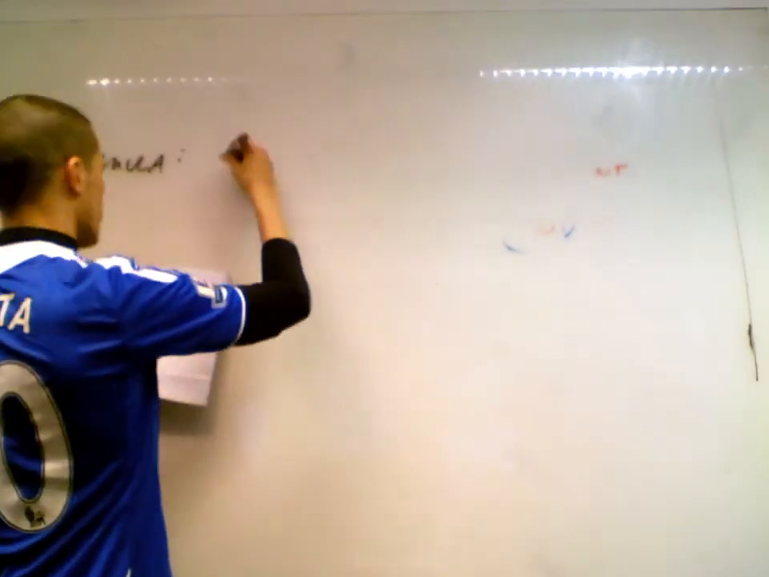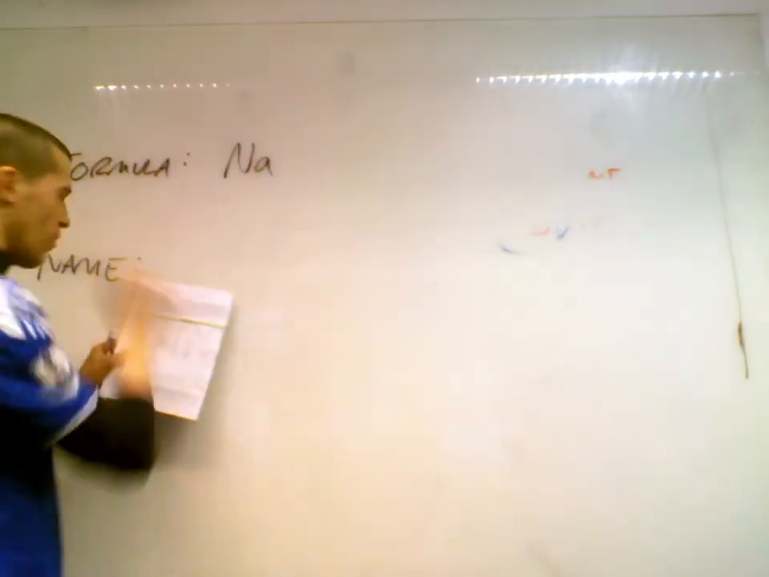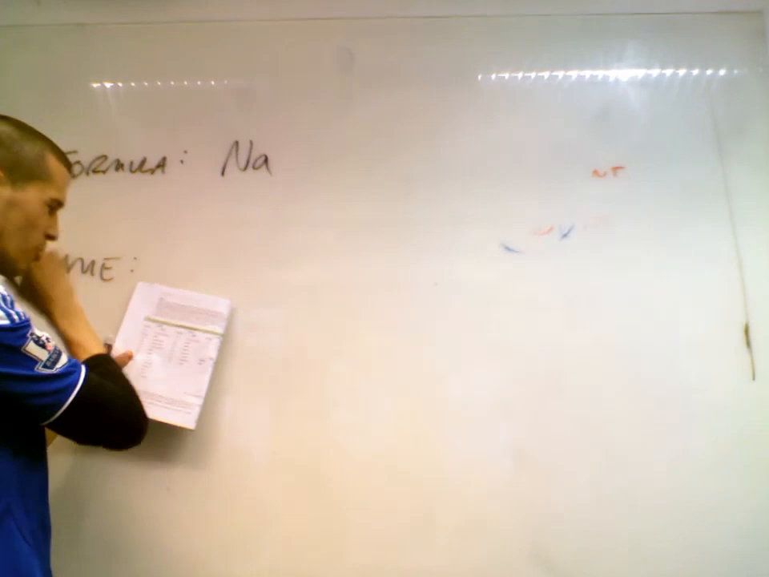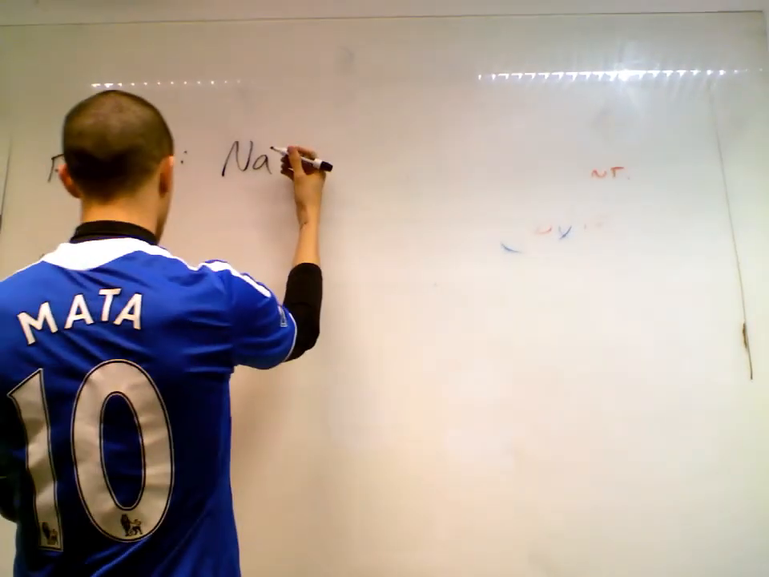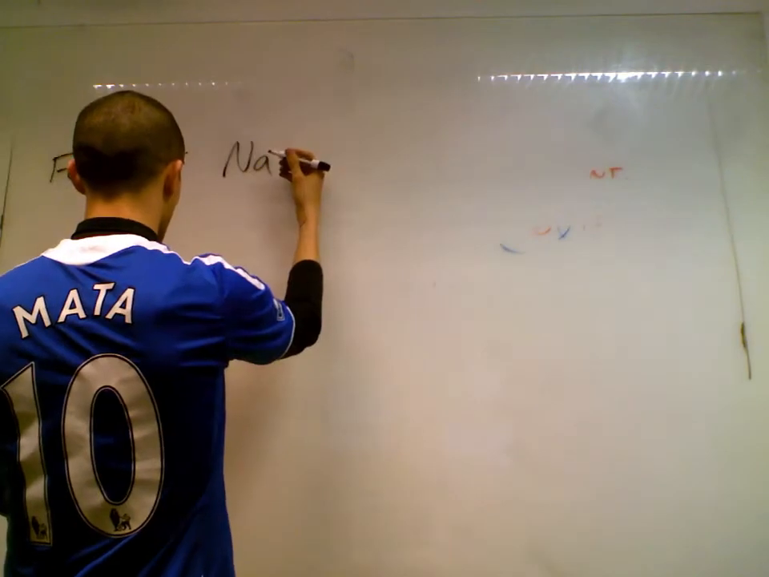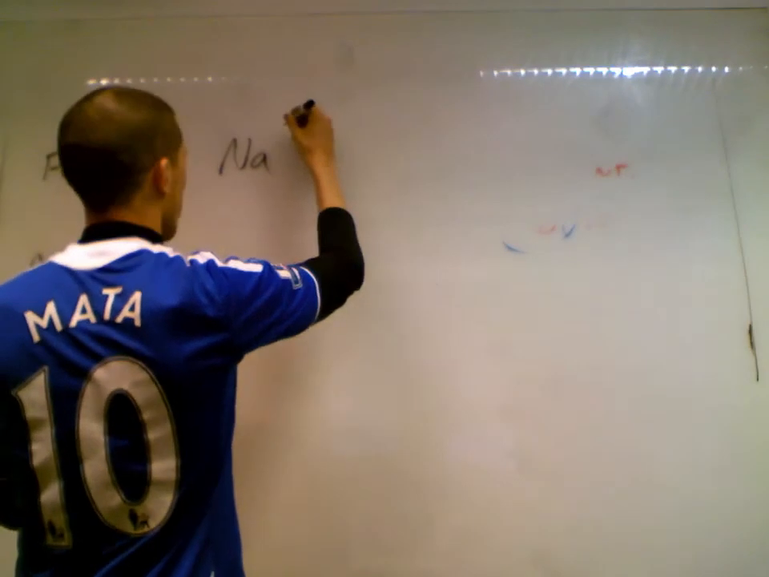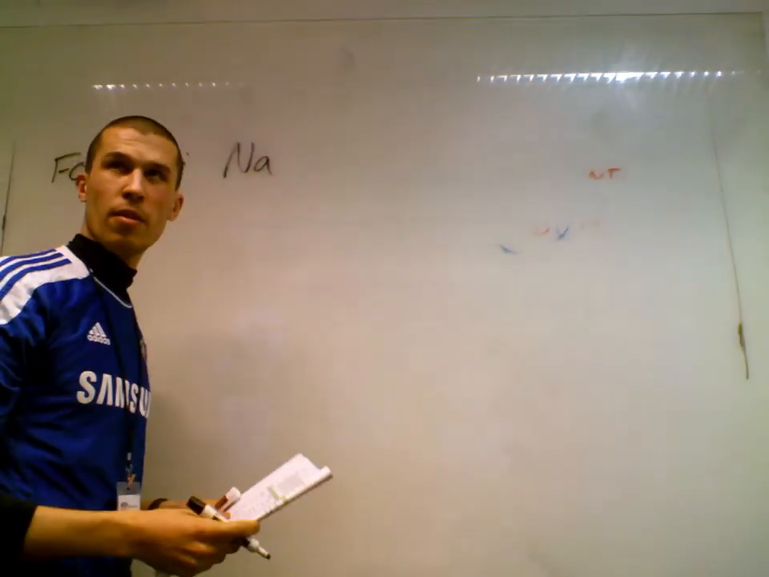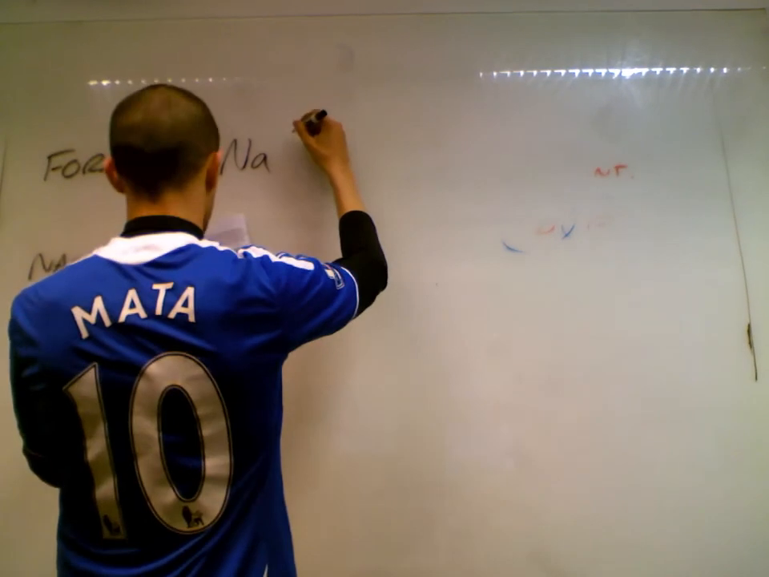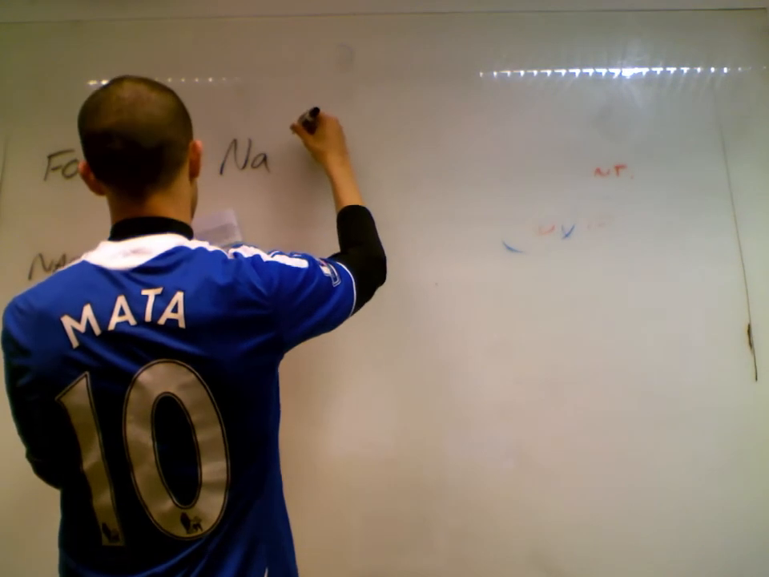Okay, let's do this. We're gonna do polyatomic ions. We got a metal, and we have a polyatomic ion, which acts like a non-metal.